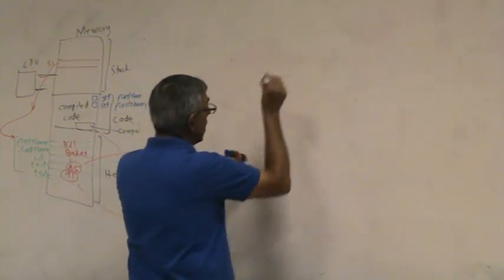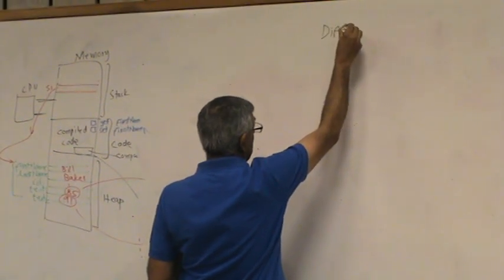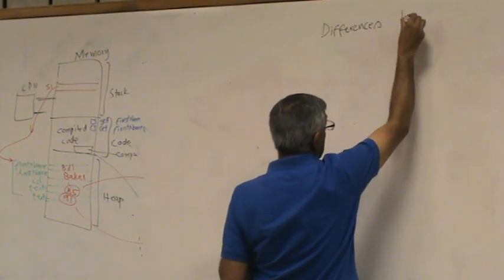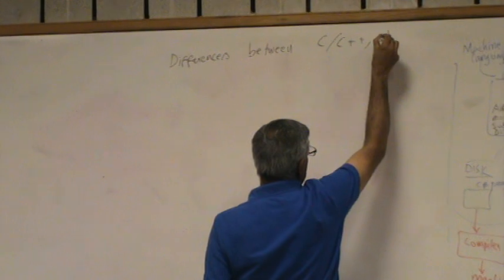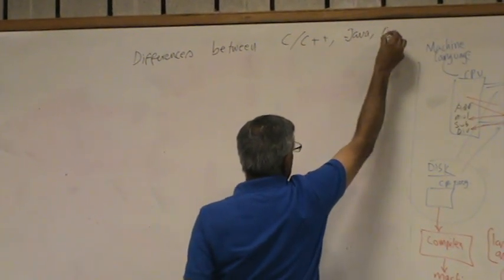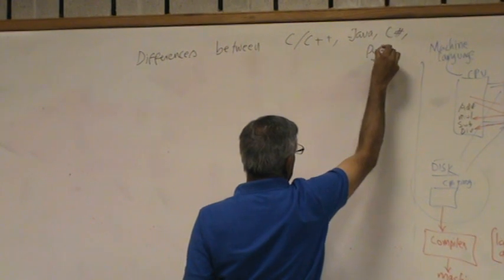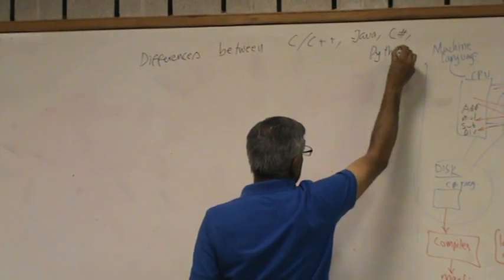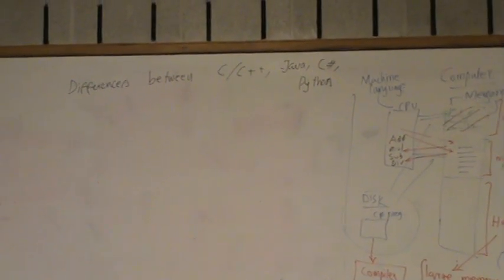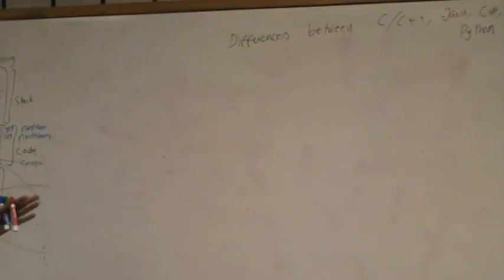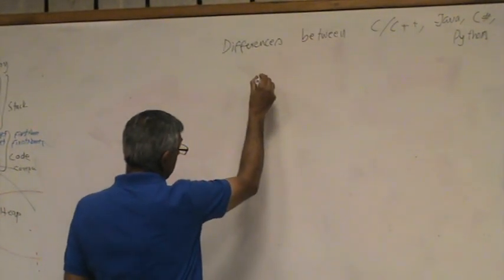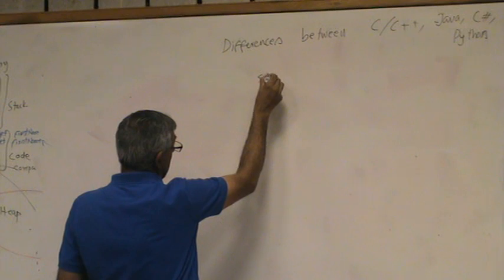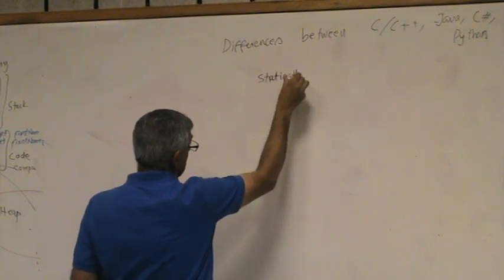Okay, so I'll try to clarify differences between C, C++, Java, C#, Python. Okay, so first major difference between all of these languages is we have two types of languages. We have, as a broad category, what are called statically typed languages.